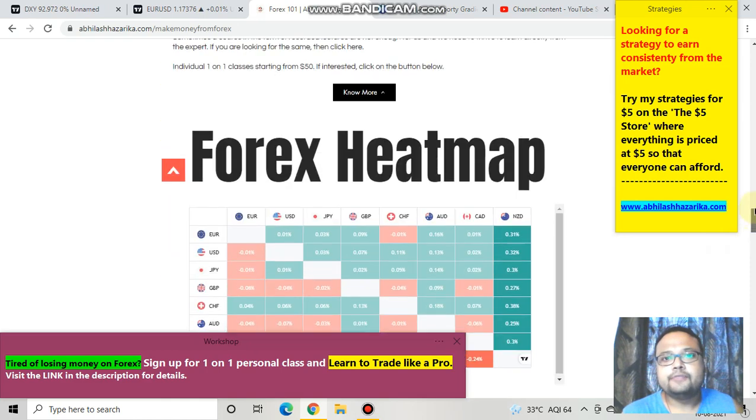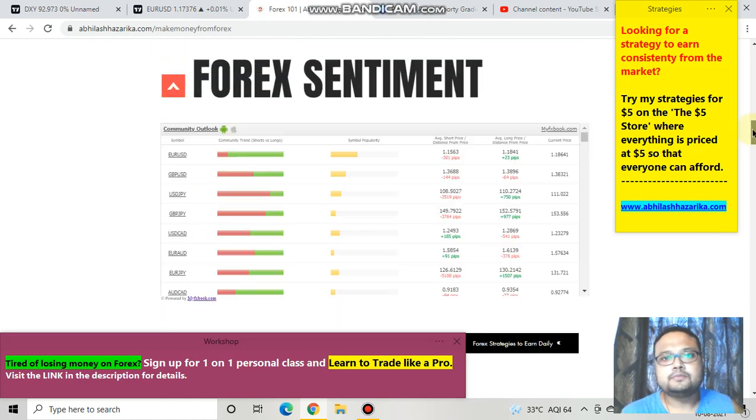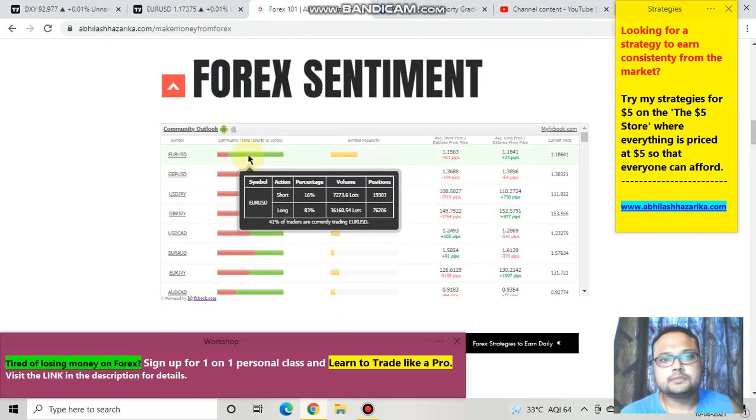And if we go to the Forex sentiment meter also, you can see that it is telling us a different story here. 16% retail traders have taken short position and 83% retail traders have taken long position. Which means that 16% retail traders are thinking market will be going down, whereas 83% traders are thinking that market will be going up.